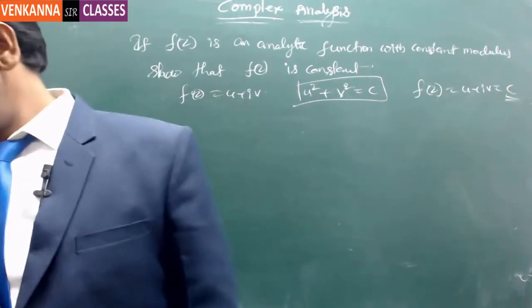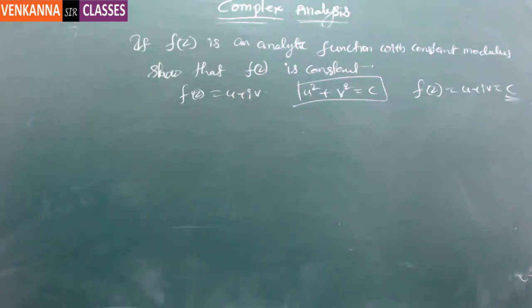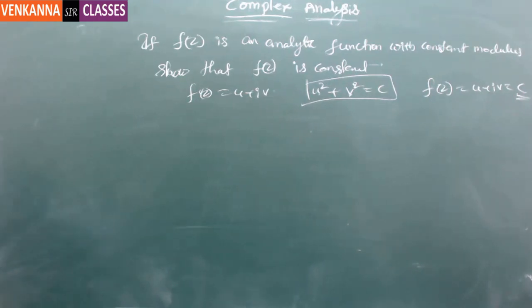Can you prove that? Based on that condition, u square plus v square is equal to c, try to prove that f of z is equal to constant. Anybody got it?